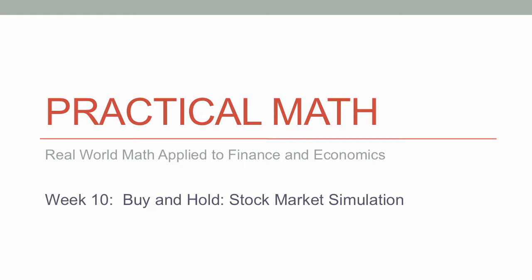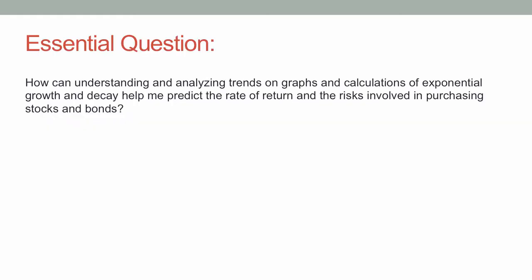We are getting into buying and holding a stock market simulation. Today's going to be kind of fun. So here's our essential question for the week. How can understanding and analyzing trends on graphs and calculations of exponential growth and decay help me predict the rate of return and the risks involved in purchasing stocks and bonds?